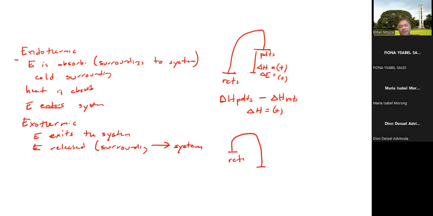So if you have that, it will be like this. So this is the reactants and this is the products, right? So if you're going to look at the delta H of the products minus the delta H of the reactants, what is the delta H that you have there? Usually it's negative.